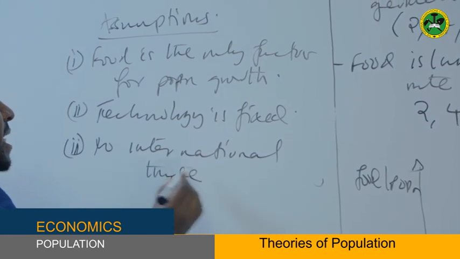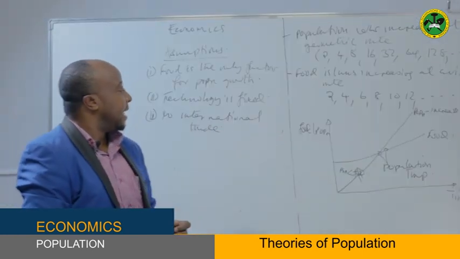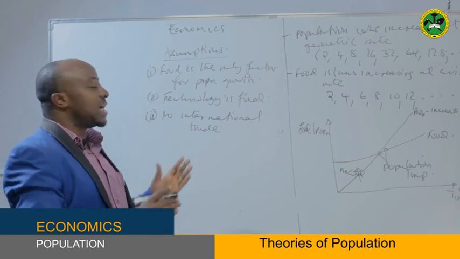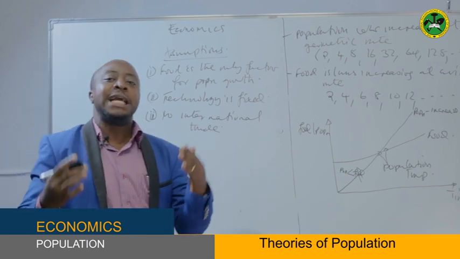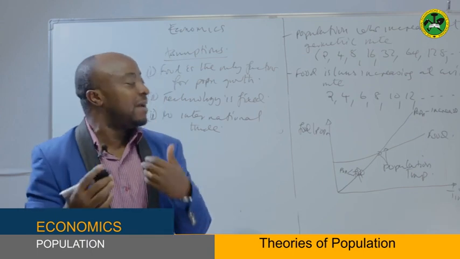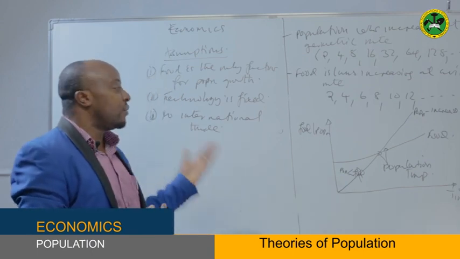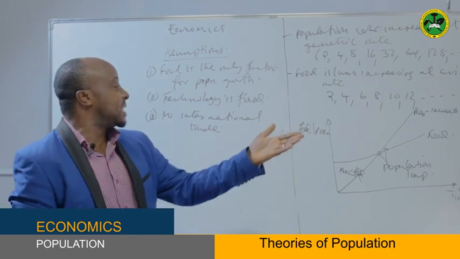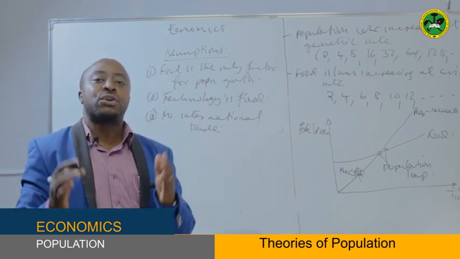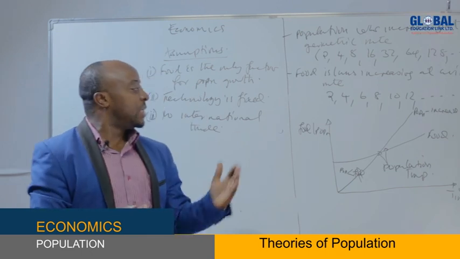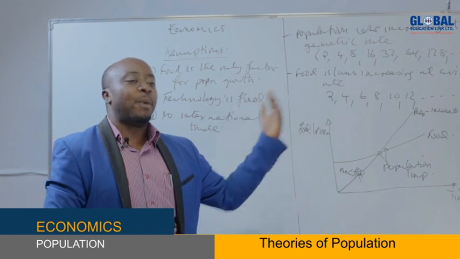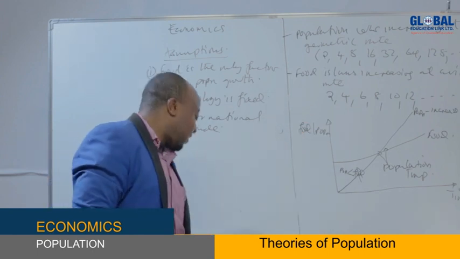No international trade. That means there should be no trade between countries. A country is depending only on domestic production. It is not importing food from other countries, but also it is not exporting food to other countries. So what is produced is consumed domestically, so that a time will be reached when the food produced will not be enough to feed that population. This is one of the factors also.